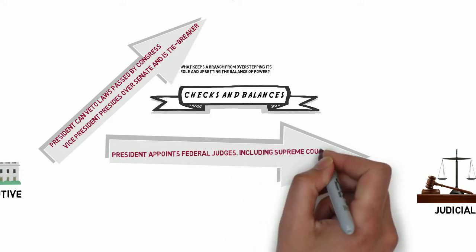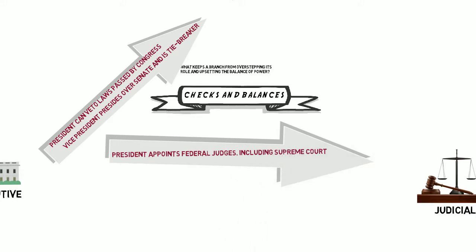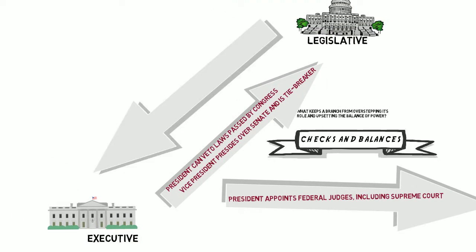Separately, the executive branch can also keep a check on the judicial branch, our court system. In the Constitution, the president is given the ability, or actually the responsibility, of appointing federal judges, including Supreme Court justices on the rare occasion of an empty seat on the Supreme Court.